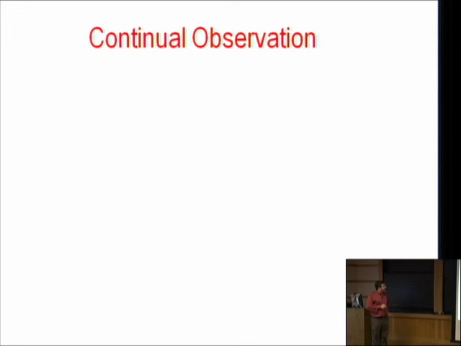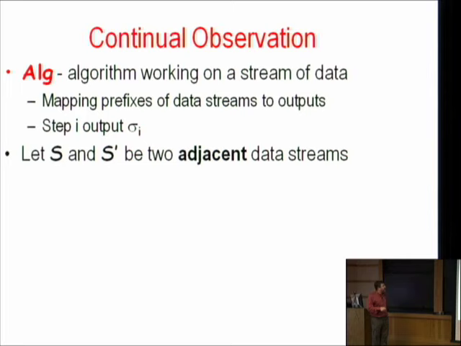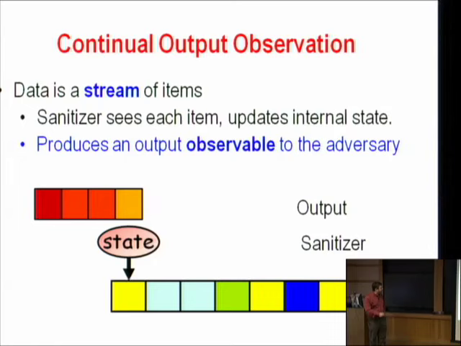What we want is an algorithm working on a stream of data, mapping prefixes of data streams to outputs. At step I it outputs sigma I, and if S and S prime are two adjacent streams. Now this is different from the stream one. It sees the output, not the state. The algorithm's behavior depends on the prefix, not on the suffix.